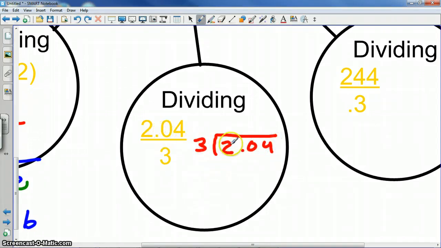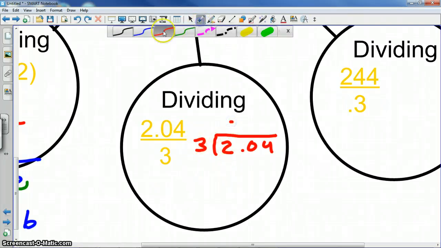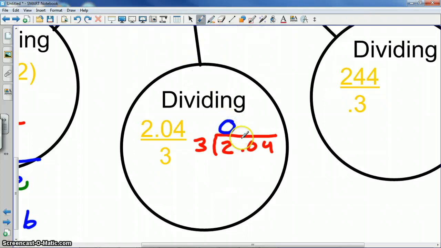Remember, the numerator always goes inside, denominator always goes outside, so that's what I did. Now 3 doesn't go into 2, so we could put a 0. Let me switch to blue so it stands out. So we could put a 0 there. The decimal always comes straight up. That's simple. Whenever it's in the dividend, the decimal goes straight up.